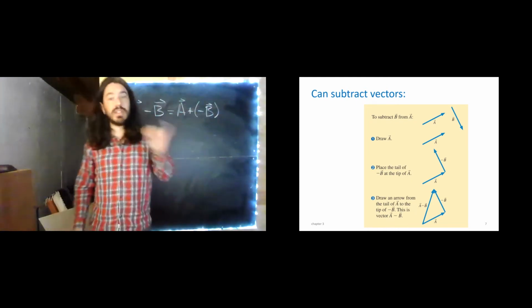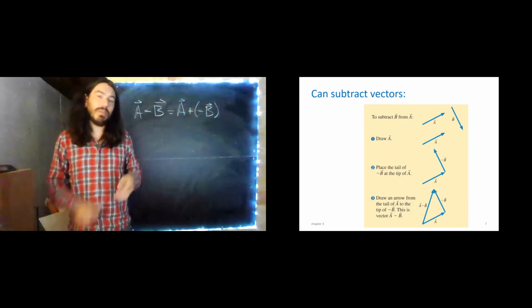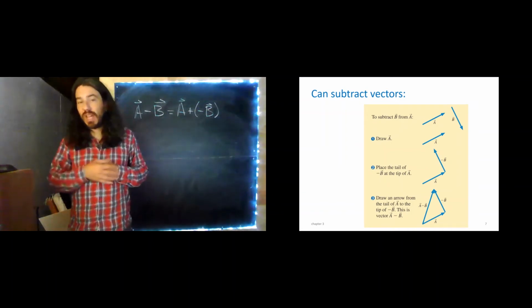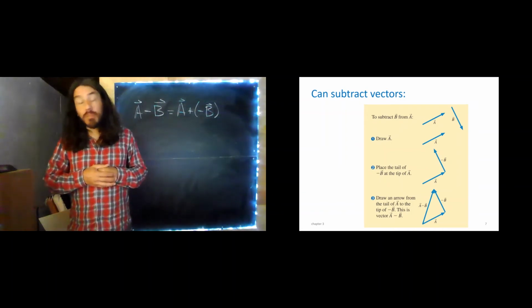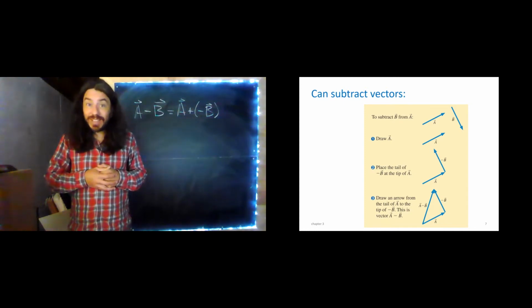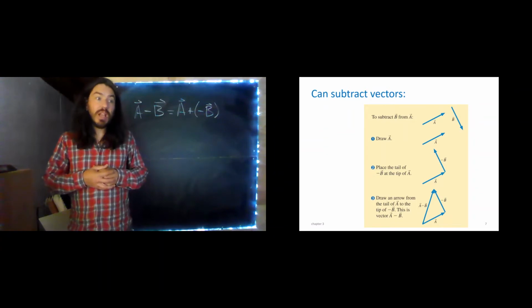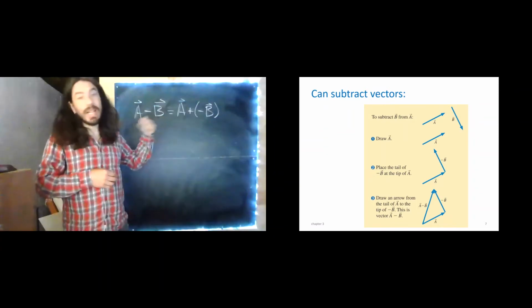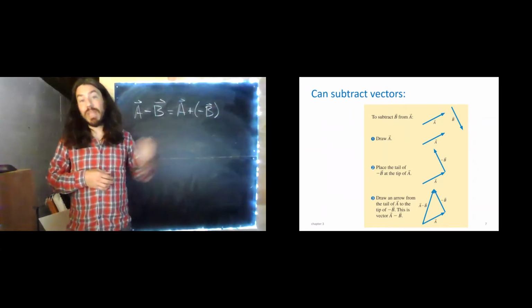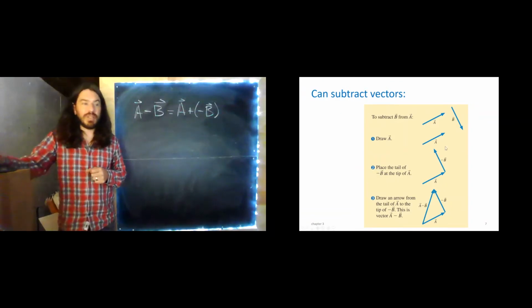Well, we saw earlier that scalar multiplication by a positive number can change the magnitude of a vector, but not the direction. Multiplying by a negative scalar actually flips the vector around. So if we were to multiply b by -1, then we'd have negative b, which is the same as b, but in the opposite direction.